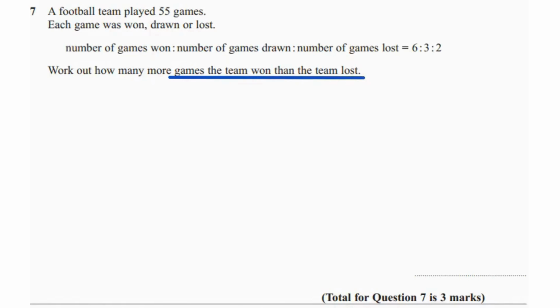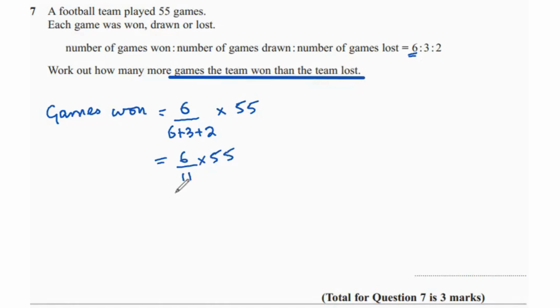So first, let's begin with finding the number of games that were won and the number of games that were lost. Games won are going to be, now in the ratio, 6 is the number given to winning a game. So 6 is the numerator. Then the denominator is going to be the sum of all of these numbers, so 6 plus 3 plus 2. And then we times it by the total number of games, which is 55. So that's 6 over 11 times 55, which is 6 times 5, and that's 30.